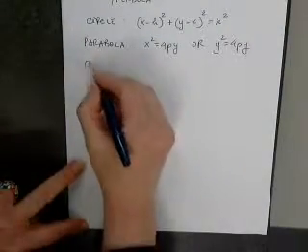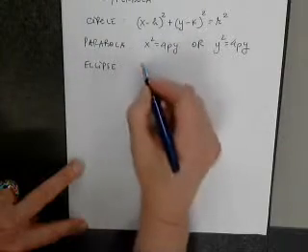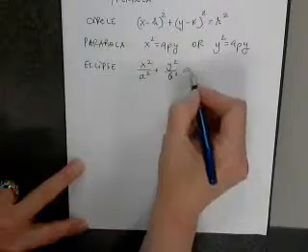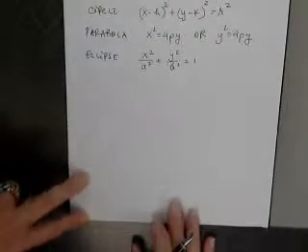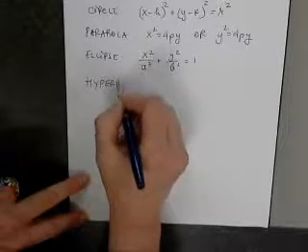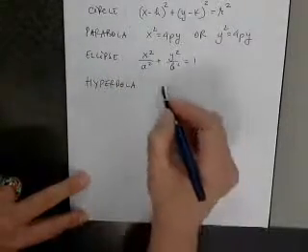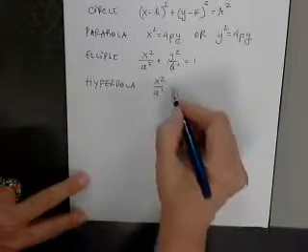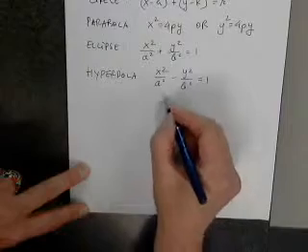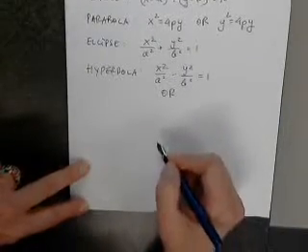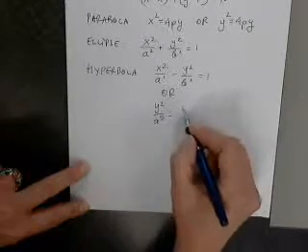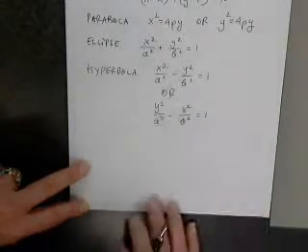So ellipse, x^2/a^2 + y^2/b^2 = 1. And hyperbola, x^2/a^2 - y^2/b^2 = 1. Or, there is a second one here, y^2/a^2 - x^2/b^2 = 1.